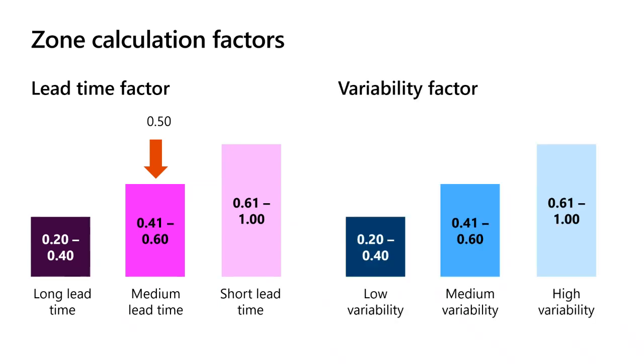The second factor is the variability factor. The values, once again, range from 0 to 1. And the guidance is that products that have a higher variability should get a higher value for this factor. And here again, you can see the recommended values for low, medium, and high variability. Our example product has pretty high demand variability, so we will set the variability factor at 0.8.